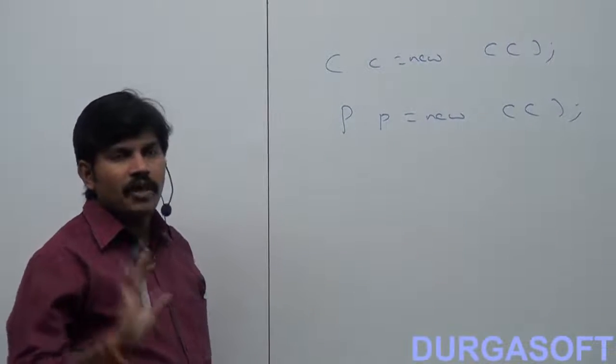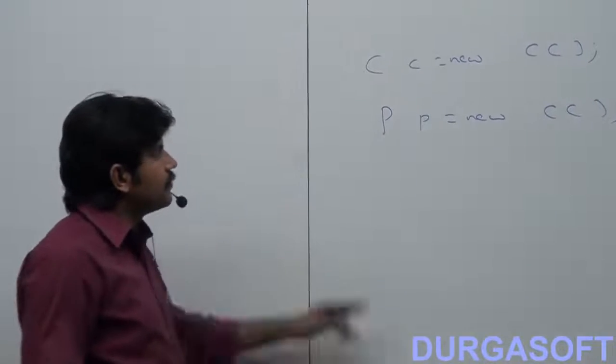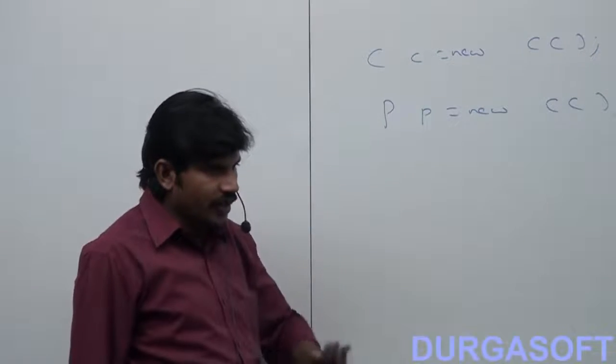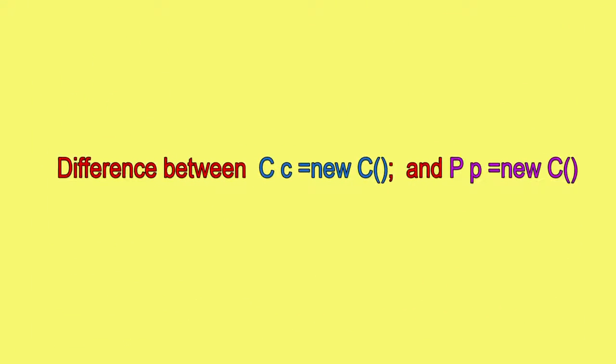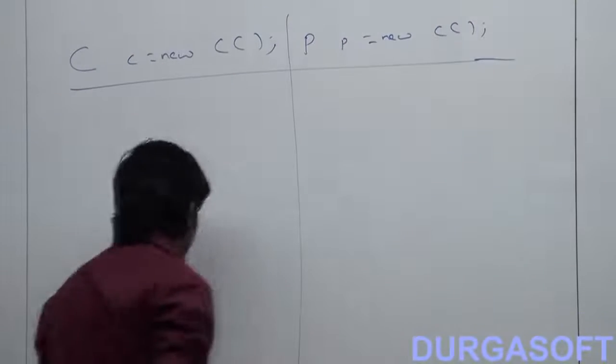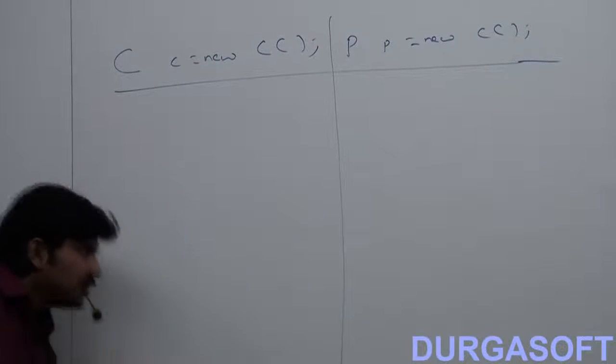right? Okay, very simple terminology. So what is the difference between Child C = new Child() and Parent P = new Child()? I have to explain. What is the difference between Child C = new Child(), Parent P = new Child()?